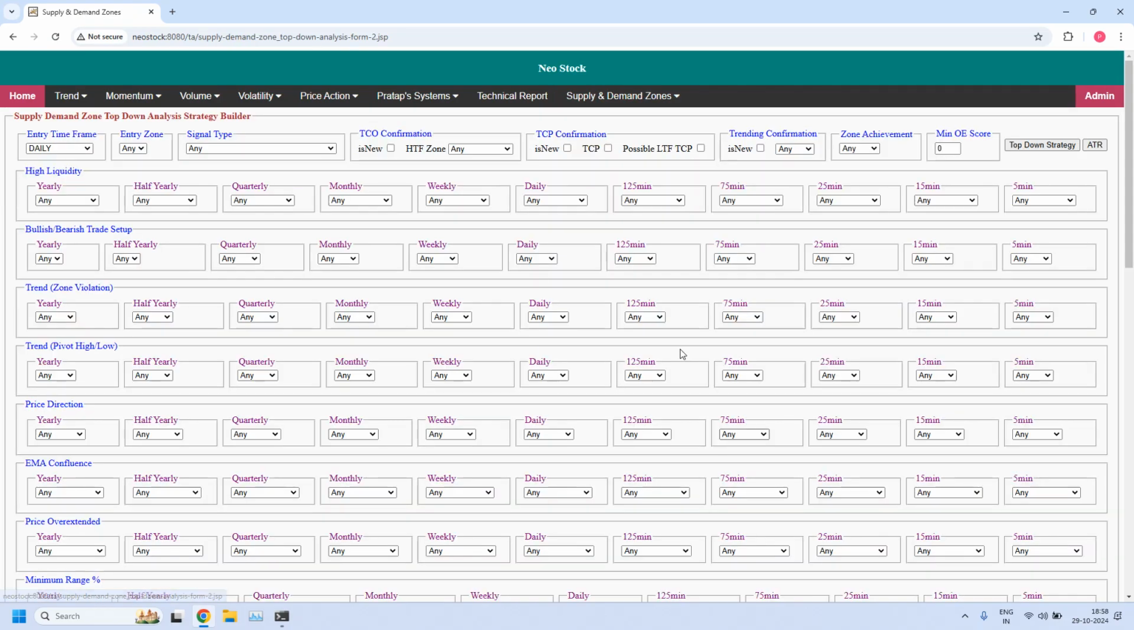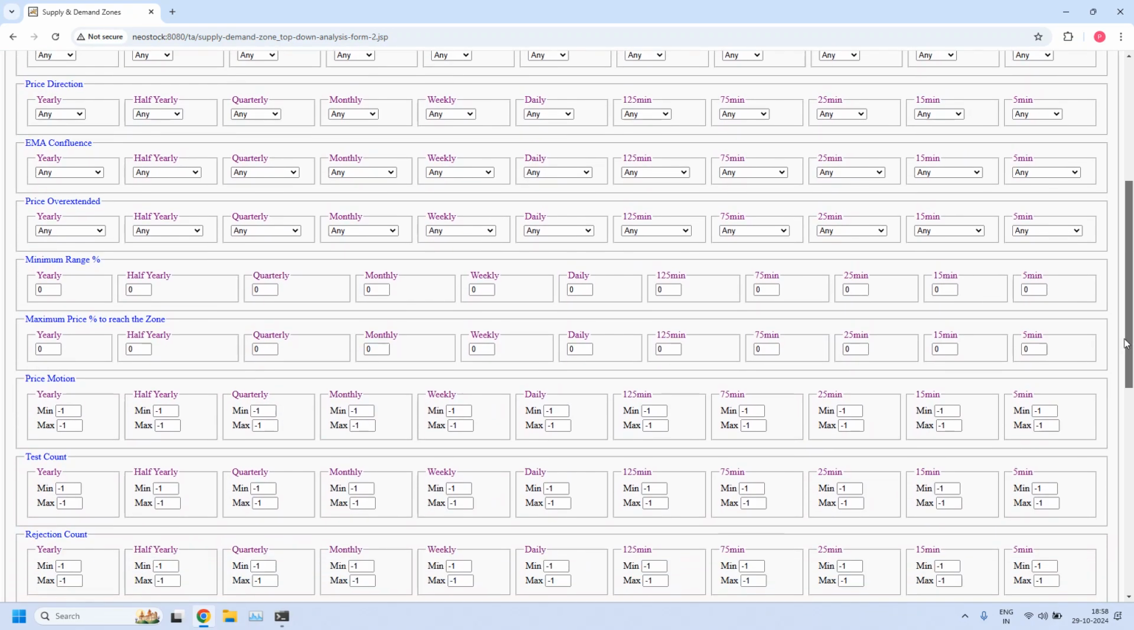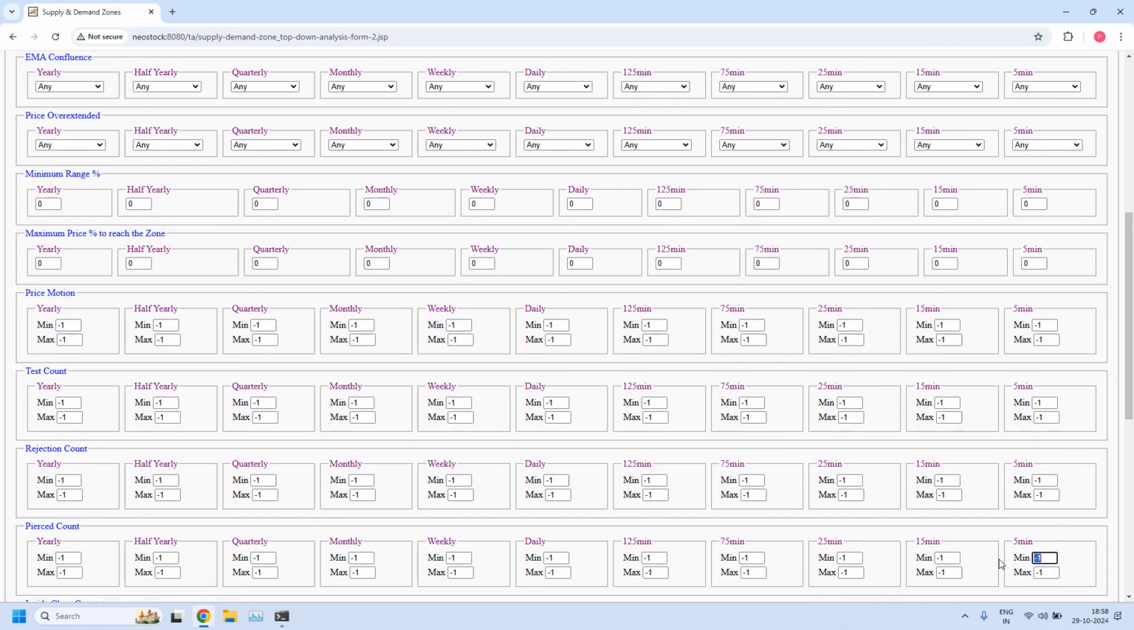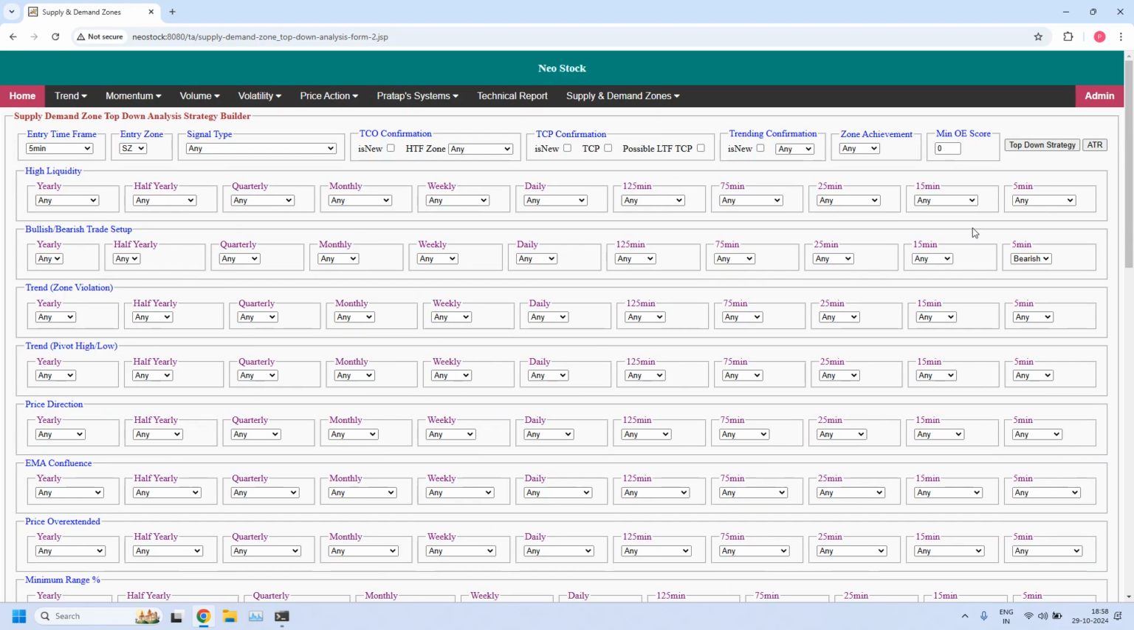Next, let us look for a bearish trade setup for the hourly income trade. Entry time frame is 5 minutes, entry zone is supply zone. In bullish or bearish trade setup at 5 minutes, I am selecting bearish. The 5 minute supply zone should not be pierced. So in the pierced count at 5 minute time frame, minimum value I am setting 0, maximum value 0. Zone achievement violated opposing zone, minimum order enhancer score is 12. All the 3 filters are applied to the 5 minute supply zone.